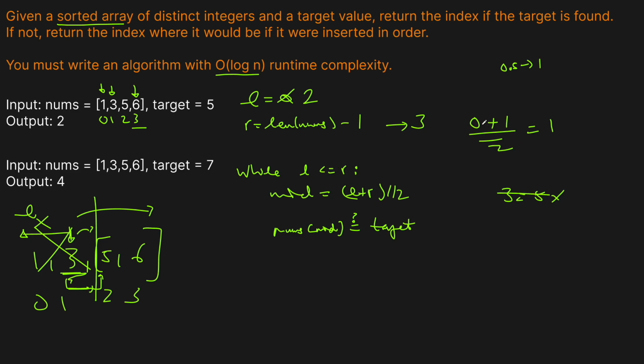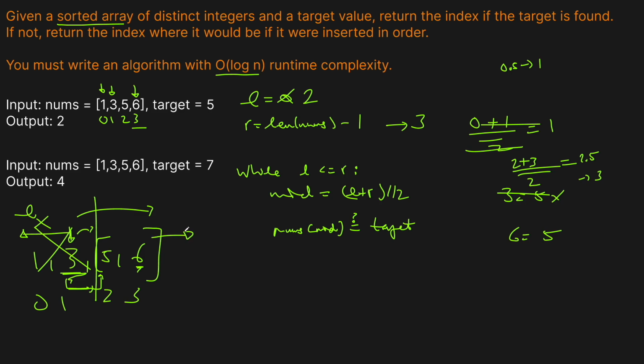So now we're going to recalculate our midpoint. So 2 plus 3 divided by 2. So this is going to be 2.5, right? And this is going to essentially round up, so we'll go to 3, and we'll check our value. So we'll go to 6 here, and does 6 equal 5? No, right? Because it doesn't equal 5, again, we can apply the same logic.